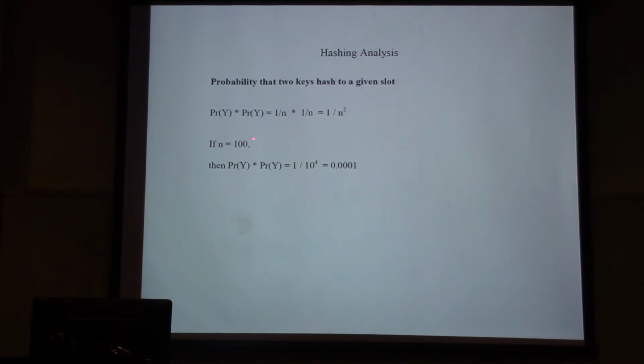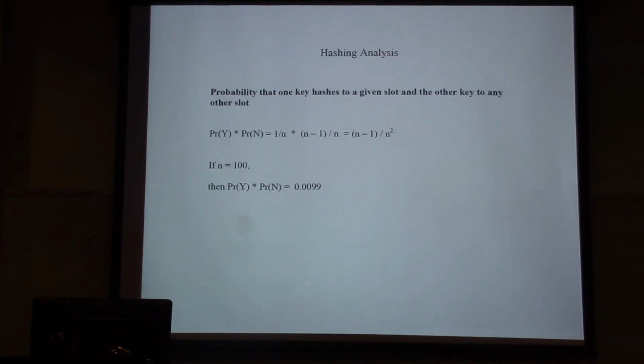So therefore, it's 1 over n times 1 over n, which is 1 over n squared. If n is equal to 100, that is a probability of 1 over 10 to the 4th, or 1 in 10,000. There's only a 1 in 10,000 chance that, given a set of 100 slots, the 2 records will go to this slot. So I'm looking at the 100 slots, I'm looking at this one. What's the probability that these 2 records both go here? 1 in 10,000.